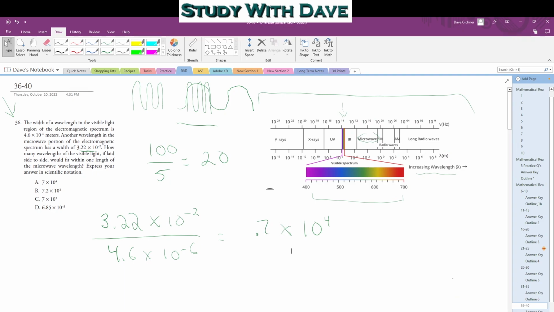Now, there is no 0.7 times 10 to the 4, but there is a 7 times 10 to the 3. So if we move the decimal place over to get 7, we have to move it in the opposite direction for 10 to the 4. So we're increasing the 0.7 to 7, and we're decreasing the 10 to the 4 to 10 to the 3rd. So 7 times 10 to the 3 is your answer. I hope that makes sense.